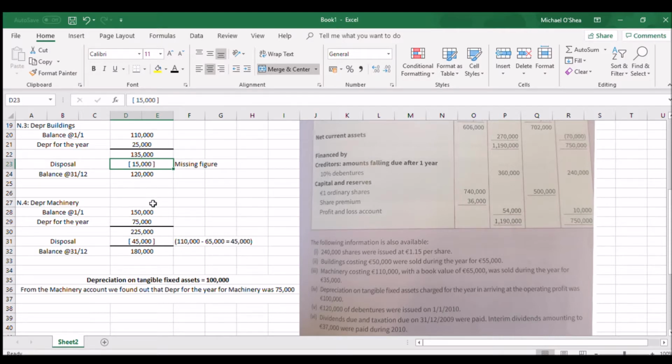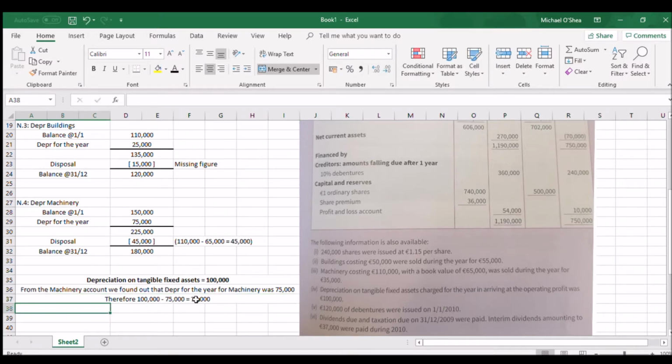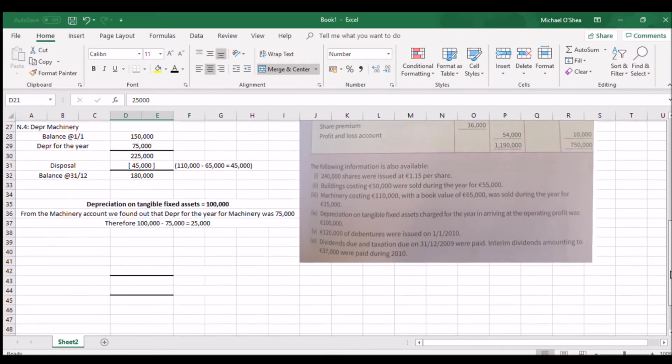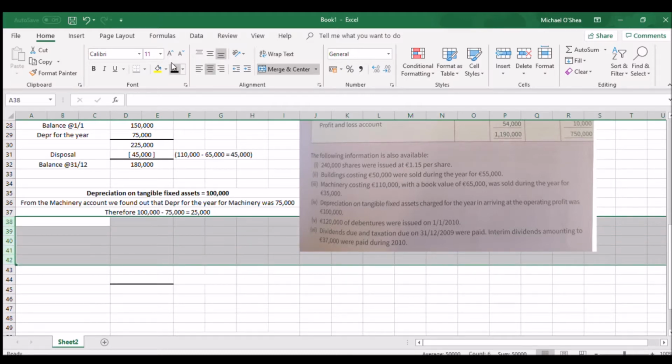Essentially it was just because I had two accounts. I knew that the total depreciation was 100,000. Once I figured this one out, I knew what this one was going to be, and then you're just doing maths basically to find the last one. Therefore 100,000 minus 75,000 for machinery gives me 25,000 for buildings, which I worked in and then worked the rest of it out. So that's my depreciation done. The last thing we have to look at for this is going to be the disposal.